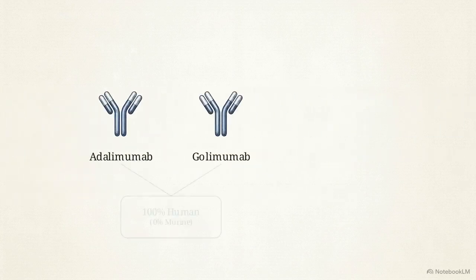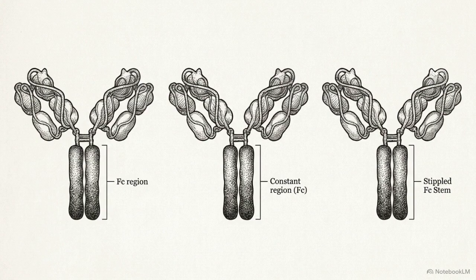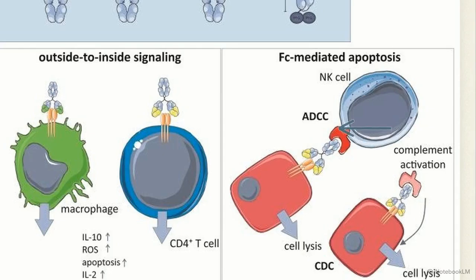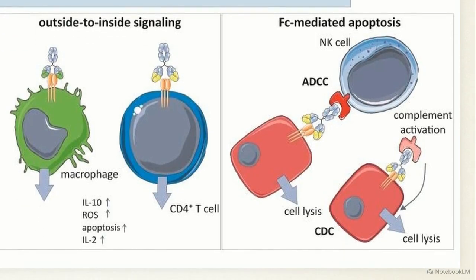Adalimumab and golimumab solve this structurally. They are produced using recombinant DNA technology to be fully humanized, significantly reducing immunogenicity. Despite their different origins, all 3 of these molecules share a defining trait. They possess a full active Fc domain. This full Fc region allows these antibodies to bind directly to Fc gamma receptors located on macrophages and natural killer cells. This binding triggers active cell lysis through 2 specific pathways: antibody-dependent cellular cytotoxicity, or ADCC, and complement-dependent cytotoxicity.